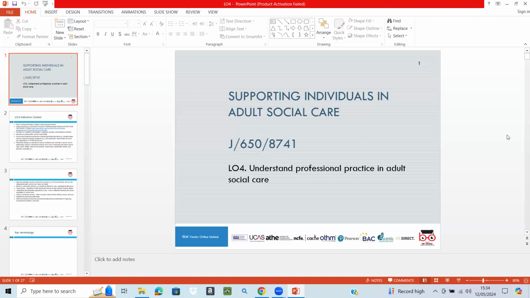In the meanwhile, if any one of you has any question, please don't hesitate to ask. I'll try my best to answer questions regarding this unit and especially this learning outcome number 4. So this was a quick recap of what is involved in supporting individuals in adult social care, especially when we are talking about understanding professional practice in adult social care. Now let's move to the next slide.